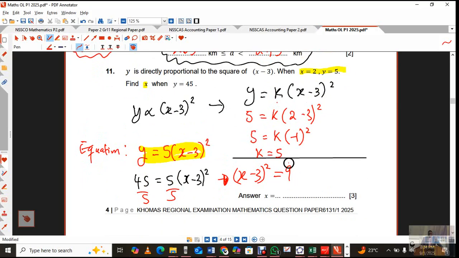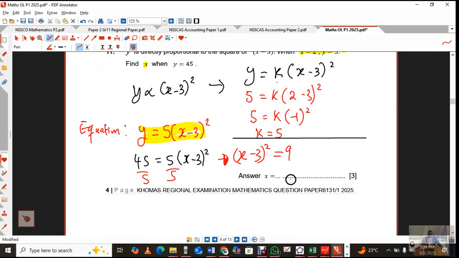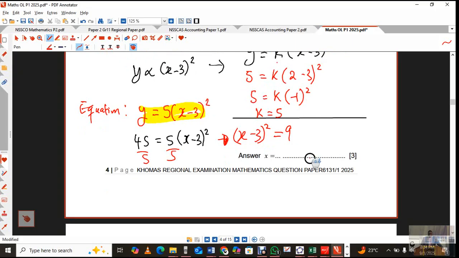Remember, we're looking for the value of x. I'm going to write it out over here. This is what I'm saying: x minus 3, you're going to take the square root of 9. Some learners will say, okay, but what if this answer is positive or negative? Let's say we go with that narrative for now. So x minus 3 is equal to plus or minus 3. That's the square root of 9.